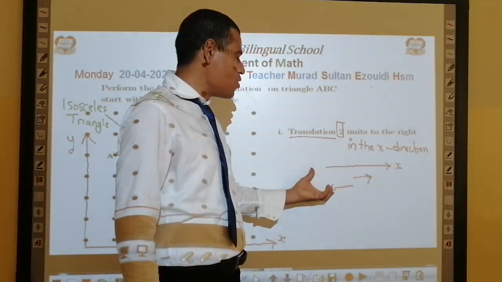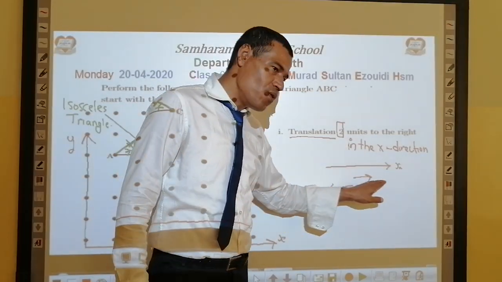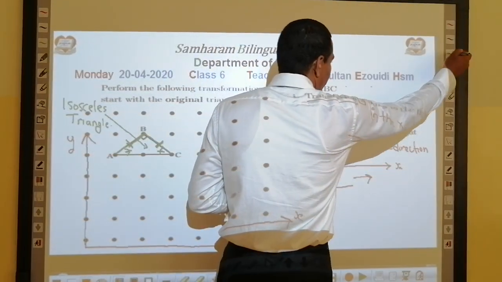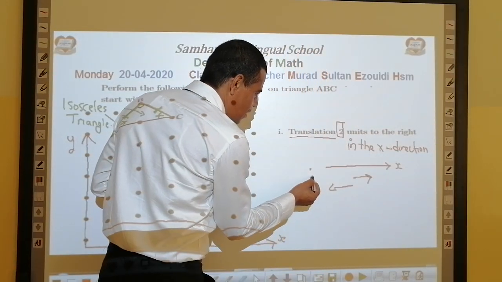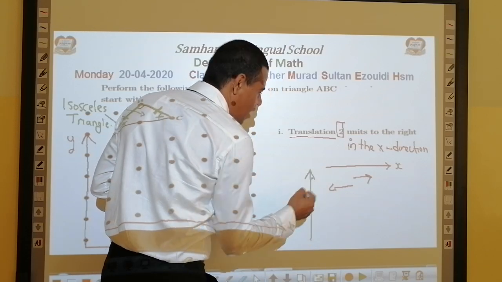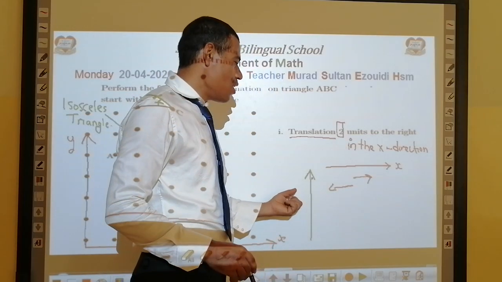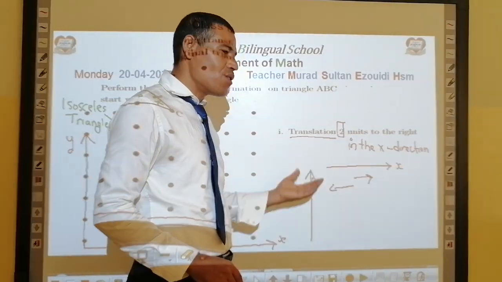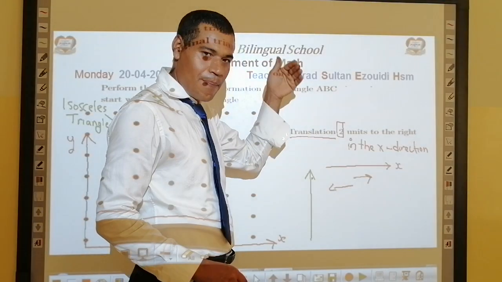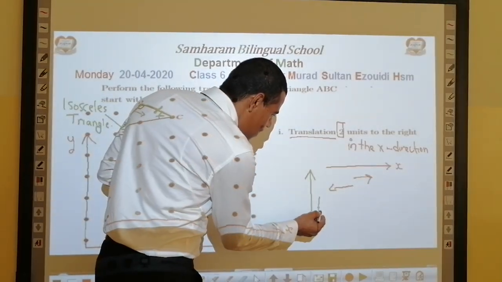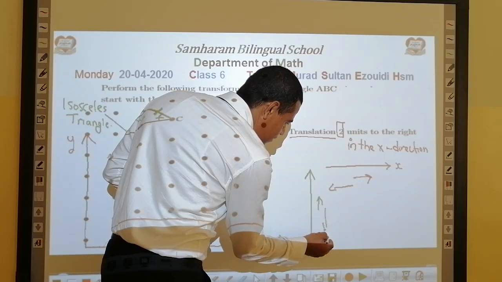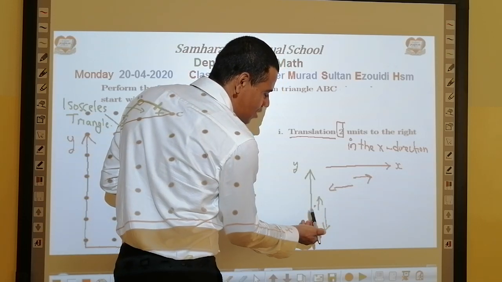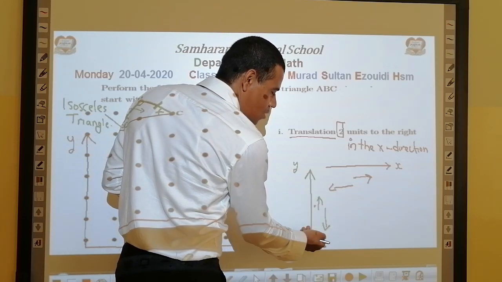If you translate a shape in the x-axis, you will move either to the right or to the left. But in the y-axis, my kids, what does it mean? If we are going to draw the image of a shape in the y-axis, it depends on the units, whether they are up or down. This one is up and this one is down. Okay? This is the y-axis, and this is the translation. It can be either up or down.